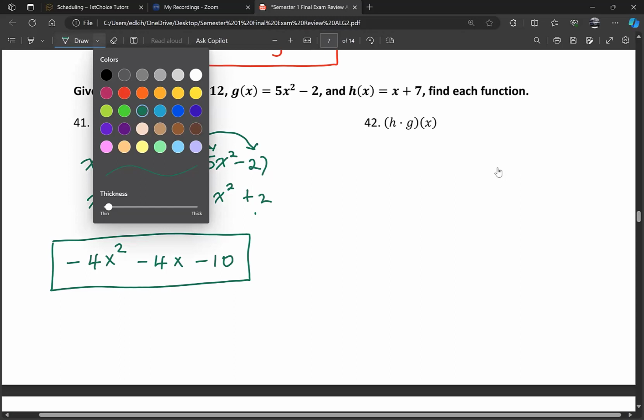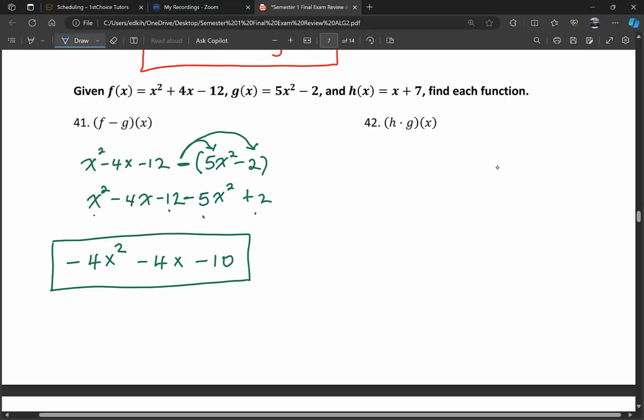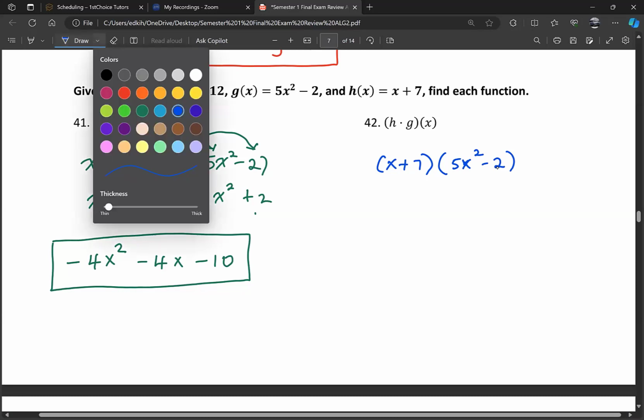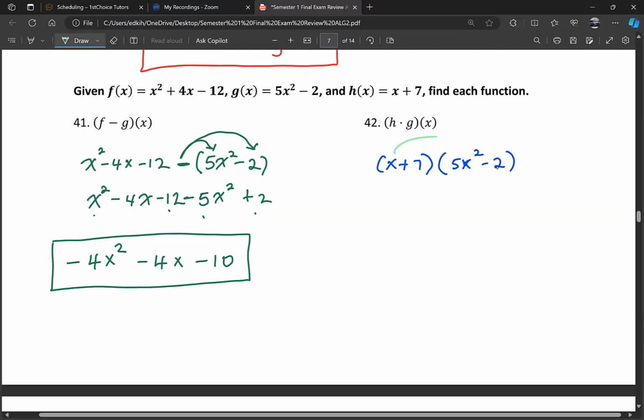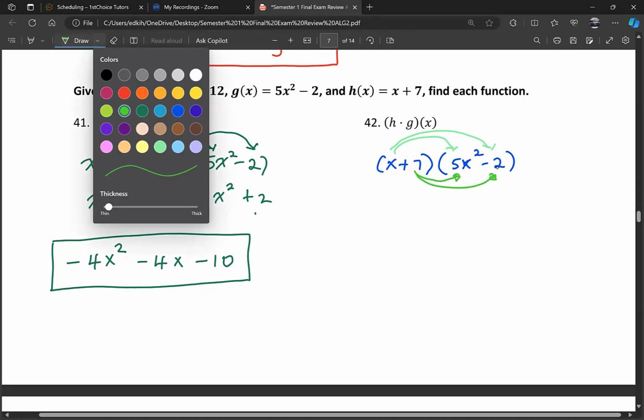The next question is asking you to multiply h to g. h and g multiplied. So h is x plus 7. So I'm going to put that in parentheses because you're multiplying. And then g is 5x squared minus 2. So this is calling for foiling, right? So we got to FOIL this guy. This times this, times this. And then once we've completed that, we're going to come back and do this times this, times that. And then we're going to combine like terms if we have any.